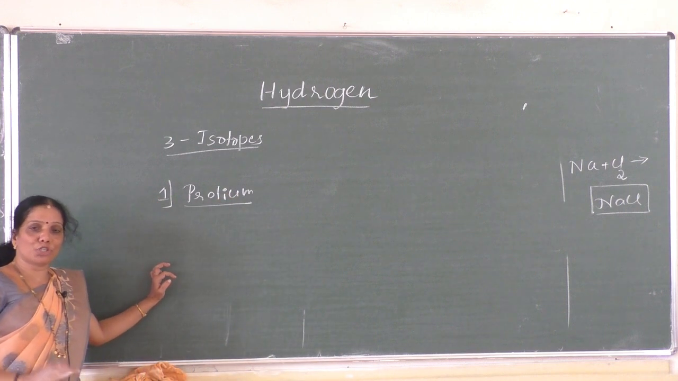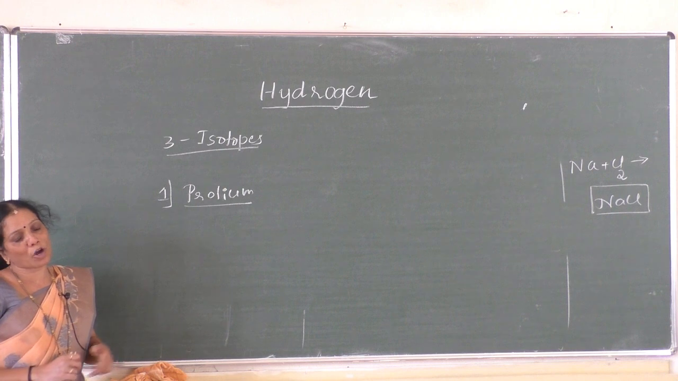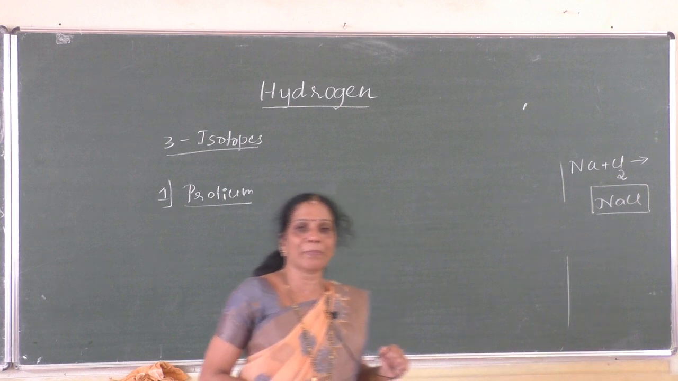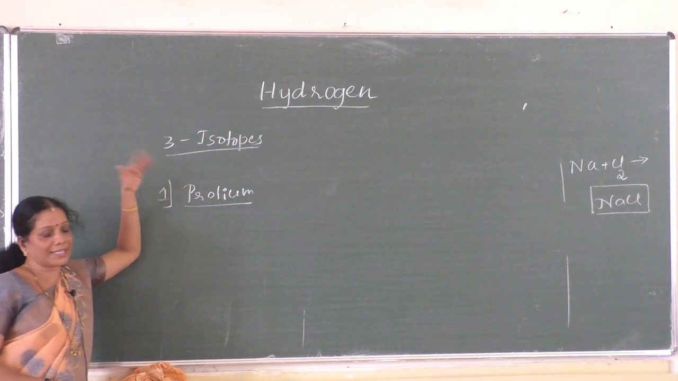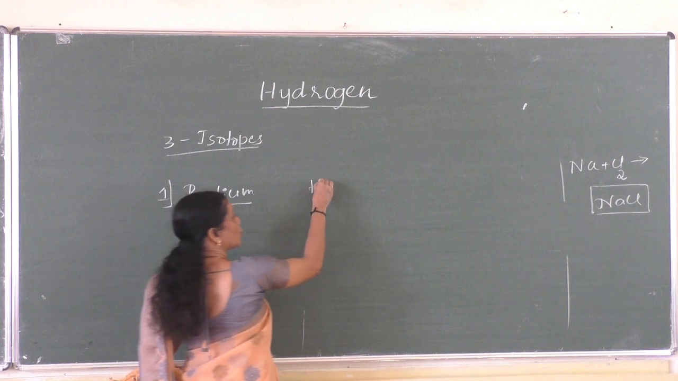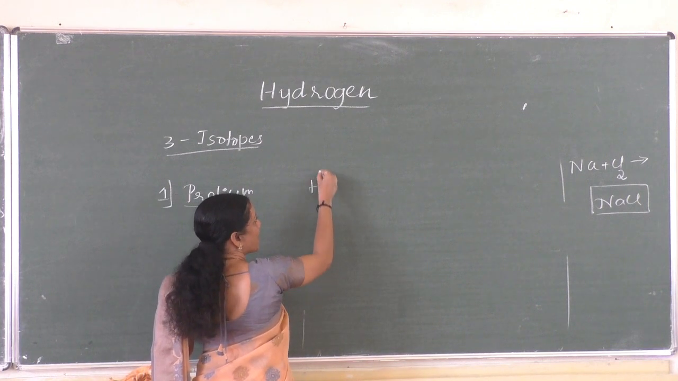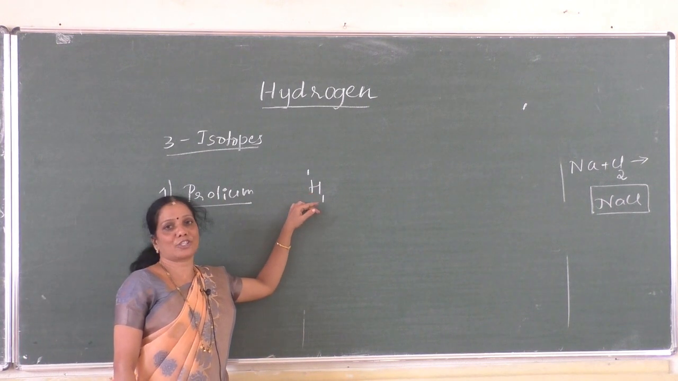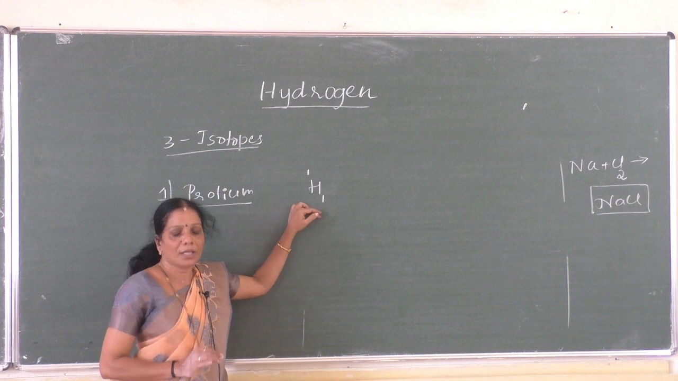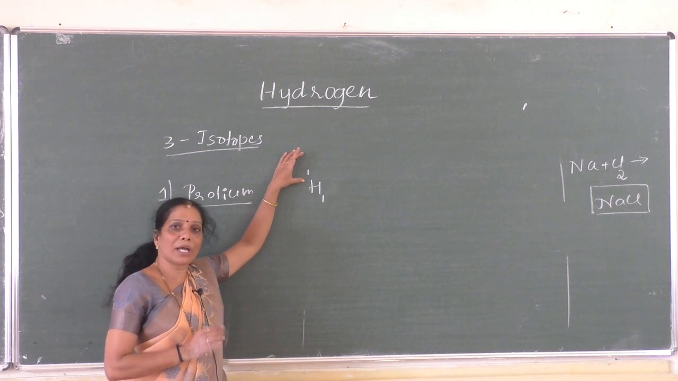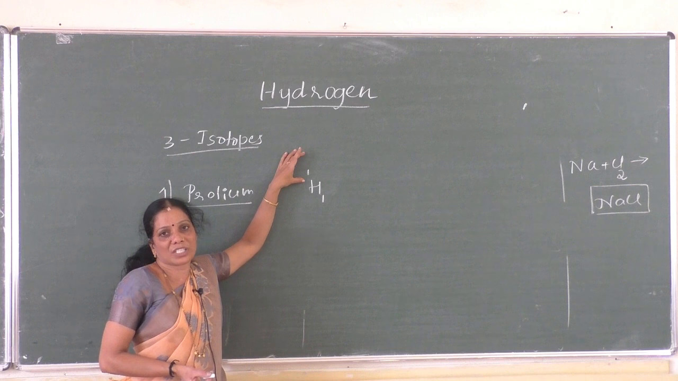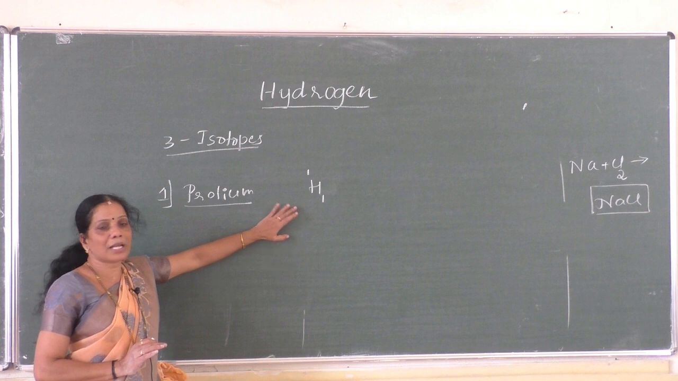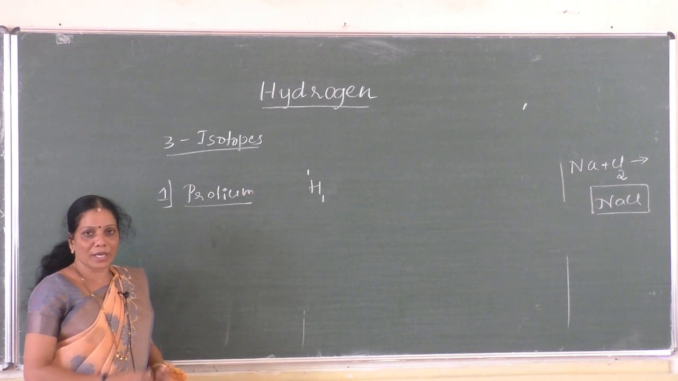Listen here students, usually hydrogen means we consider the atomic number as 1 and the mass number also as 1. Understood? Atomic number 1 and mass number 1, that is protium. It contains 1 electron as well as 1 proton. Mass number is nothing but the number of protons plus the number of neutrons. In protium there are no neutrons, so the atomic number is 1 and the mass number is 1, H1 and 1.